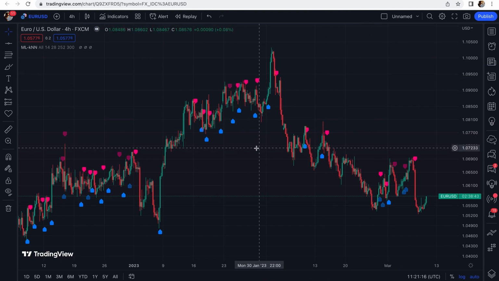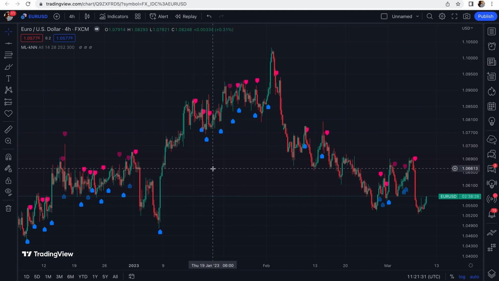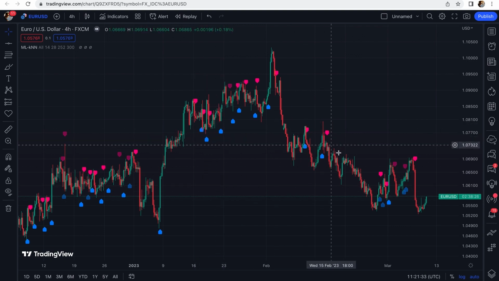Alright, this is the indicator, and as you can see, it has added some blue and pink labels to our chart, which are showing us buying and selling signals, but not all of them are good, and we need to filter the false signals. So make sure you watch this video until the end, because I'm going to show you a trading strategy that you can effectively take only the profitable signals.